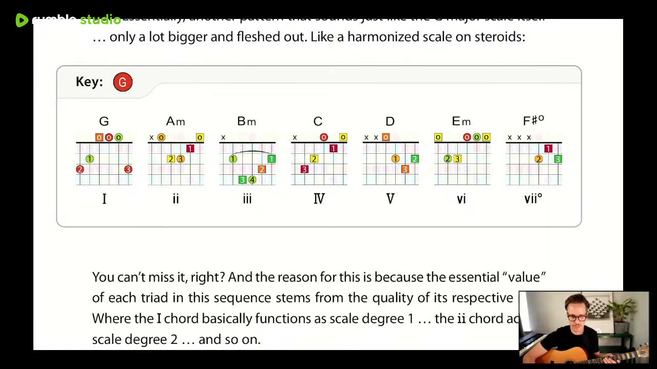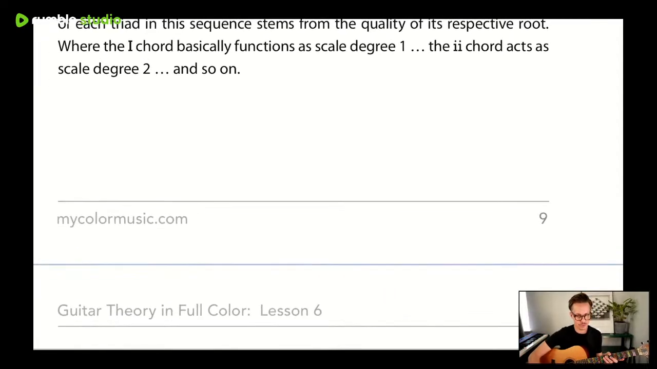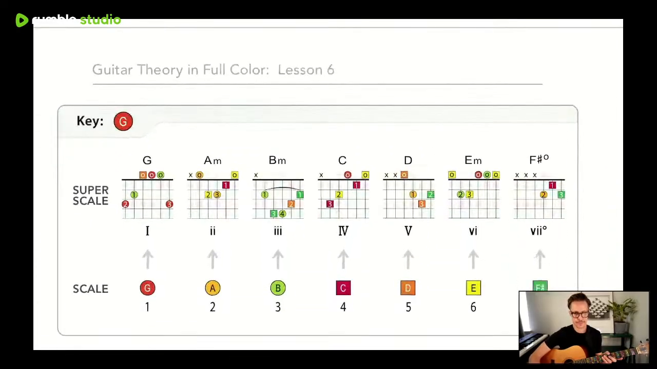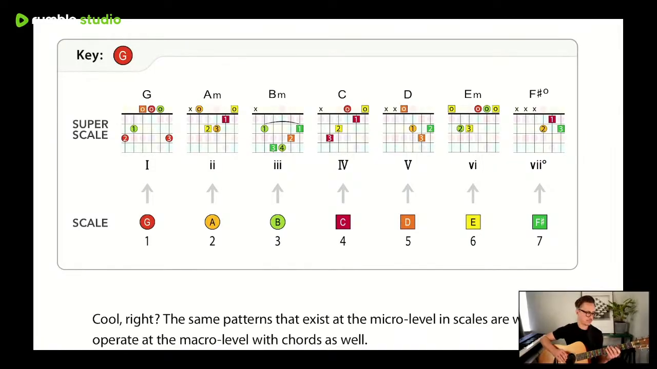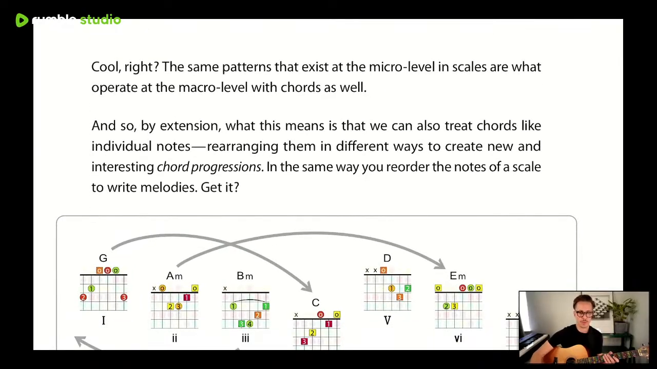Okay, so you can't miss it, right? And the reason for this is because the essential value of each triad in the sequence stems from the quality of its respective root, where the 1 chord basically functions as scale degree 1, the 2 chord acts as scale degree 2, and so on. And we definitely played with this idea in lesson 5, which was the previous lesson. It's cool, right? The same patterns that exist at the micro level in scales are what operate at the macro level with chords as well.